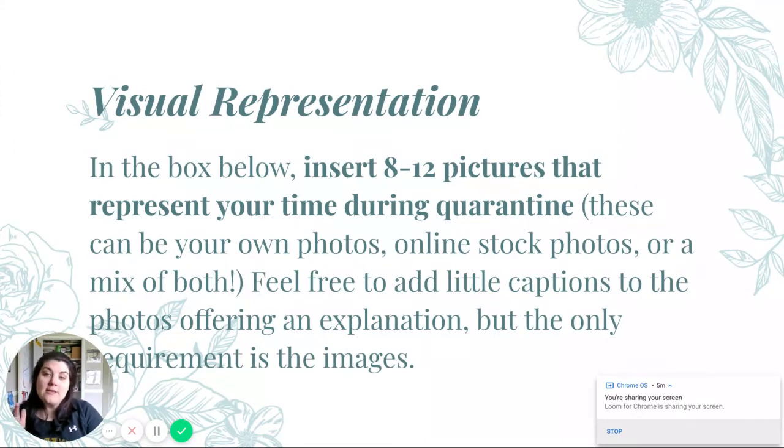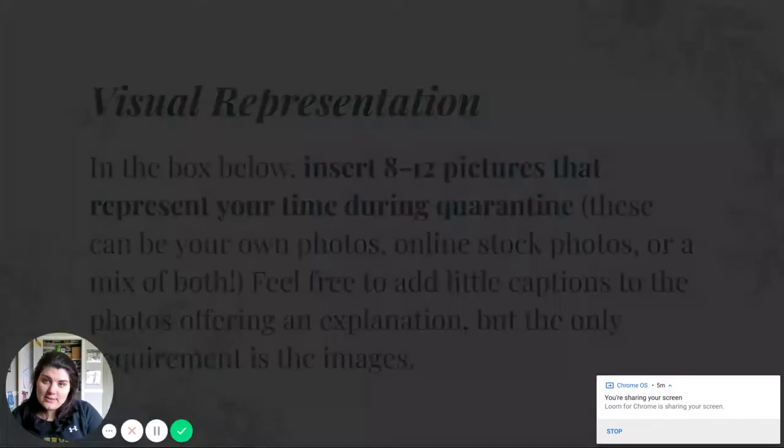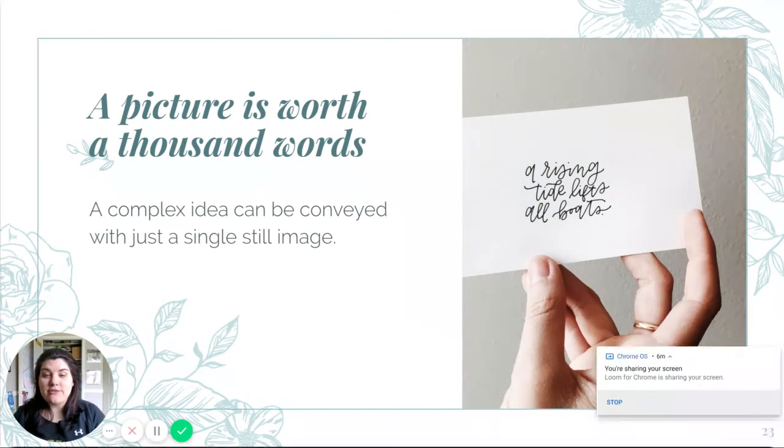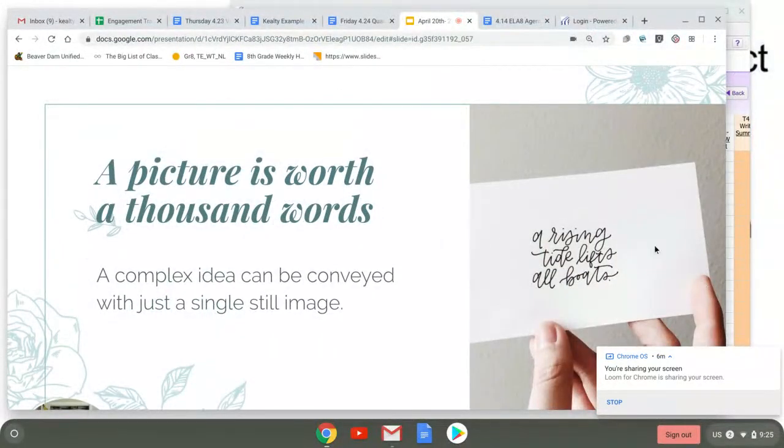The only requirement is the 8 to 12 images. Okay. And I love this idea that a picture is worth 1,000 words, right? A complex idea can be conveyed with just a single image. You all are experiencing really complex and really different situations, and the photos that you share are going to help you to be able to explain how your lives are different during this period of time.